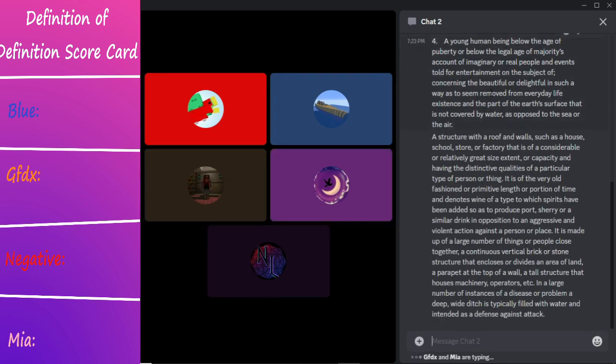A structure with a roof and walls, such as a house, school, store, or factory, that is of a considerable or relatively great size, extent, or capacity, and having the distinctive qualities of a particular type of person or thing. It is of the very old-fashioned or primitive length or portion of time, and denotes wine of a type to which spirits have been added so as to produce port, sherry, or a similar drink; in opposition to an aggressive and violent action against a person or place. It is made up of a large number of things or people close together, a continuous vertical block of stone structure that encloses or divides an area of land, a parapet on top of a wall, a tall structure that houses machinery, operations, etc. In a large number of instances of a disease or problem, a deep wide ditch is typically filled with water and intended as a defense against attack.